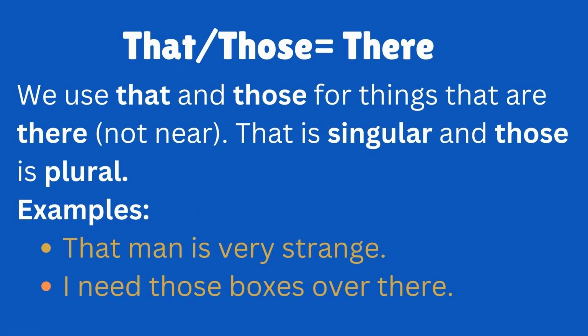We use that and those for things that are there. That is singular and those is plural. That man is very strange. I need those boxes over there. These are a few of the examples.